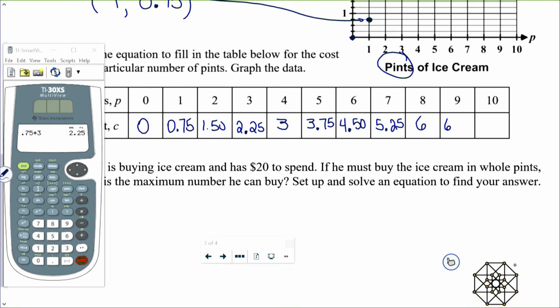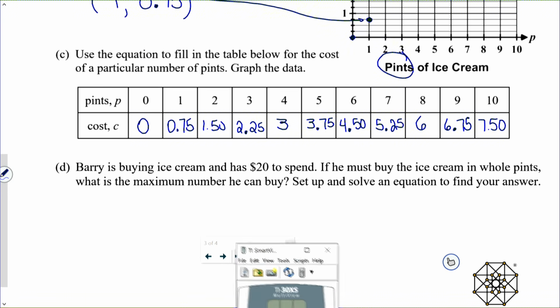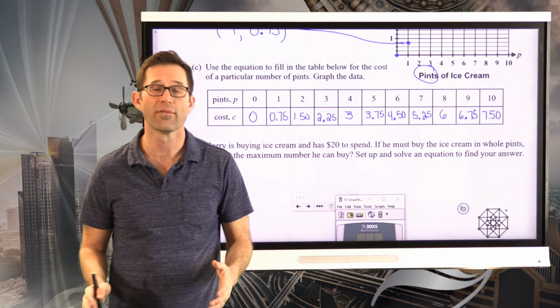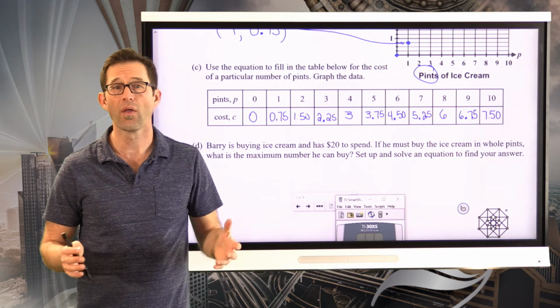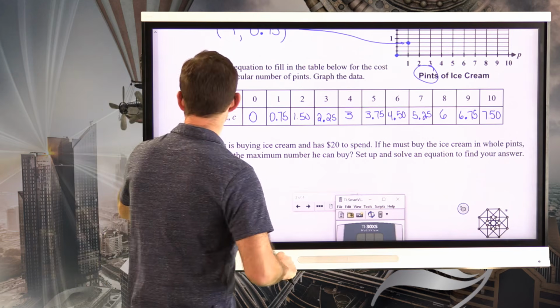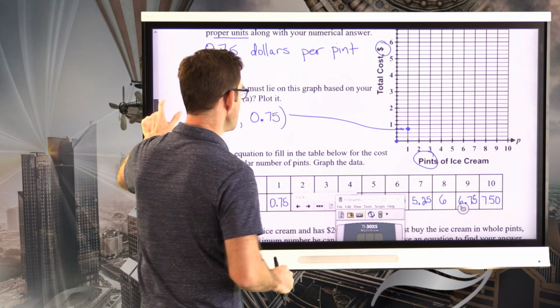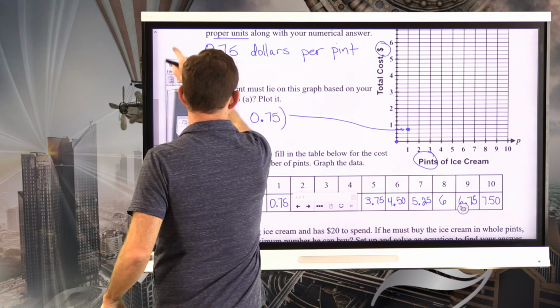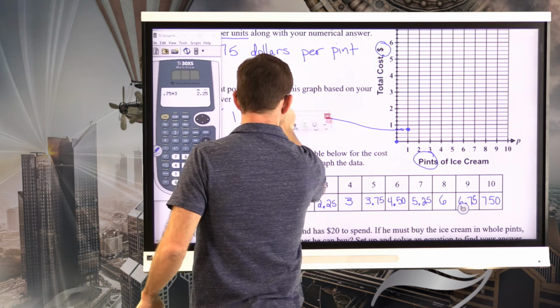9 pints will cost $6.75, and 10 pints will cost, let's see, $7.50. That should be easy enough. All right. Now we want to graph all this data, and there's a bunch of data to graph. Now, one thing is certainly true. All this data should lie on a straight line. So as I start to graph it, let me move these two out of the way so we can see our table and graph at the same time.